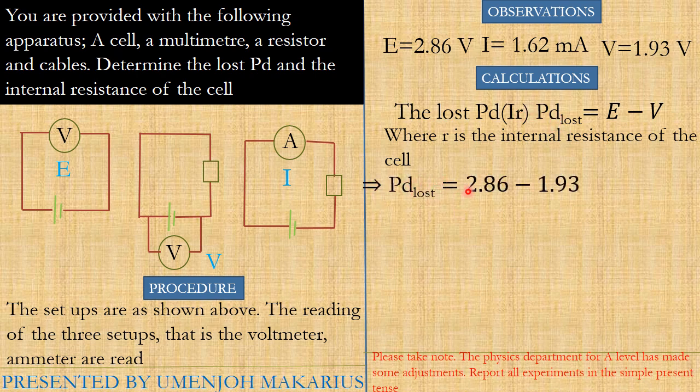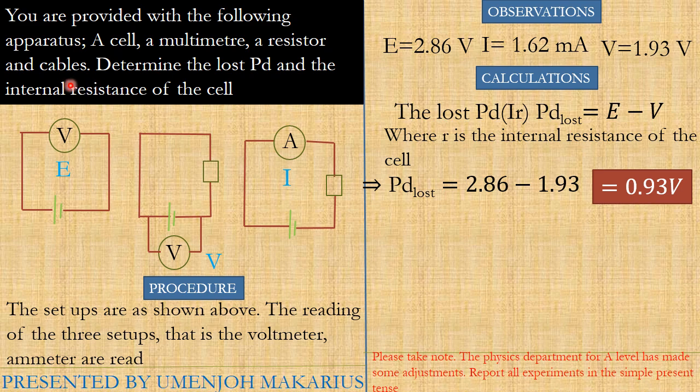So in this case, guys, we can now go ahead to substitute our values. We have PD loss equal to E minus this V. Our E now is given as what, guys? 2.86, right? Minus V, which is 1.93. So if we do that, we are going to have an answer of 0.93 volts. This is the lost PD that the equation wanted us to find.